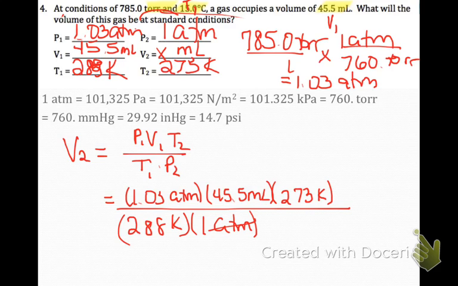We'll go ahead and cancel out any units that we have, and then solve for V2. Go ahead and punch this into your calculator. Okay, so we need to make sure that we have 3 sig figs, so we end up with 44.4 milliliters.